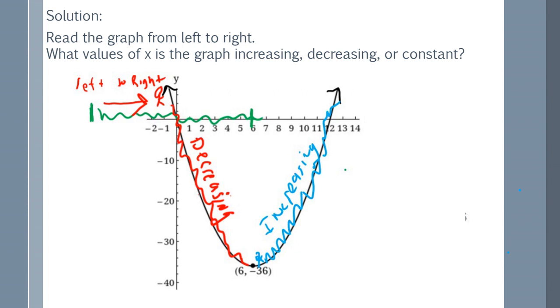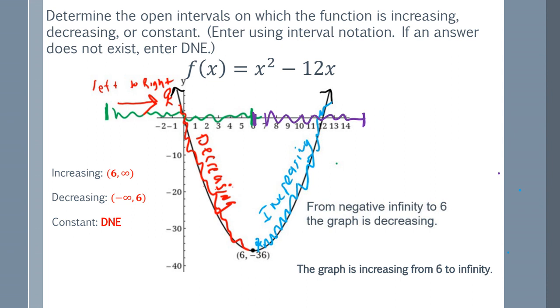Now we can go ahead and answer our question. The one in green shows us all the places for x where it was decreasing, and the one in purple shows all of the values for x where it was increasing. We want to write these in interval notation. Again, increasing is from 6 to infinity. And I want to point out something to help you.